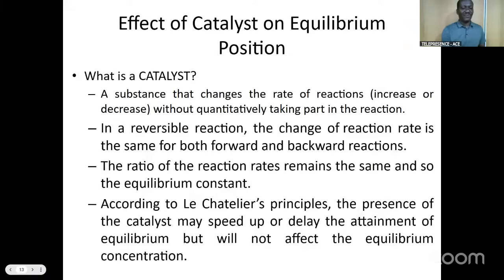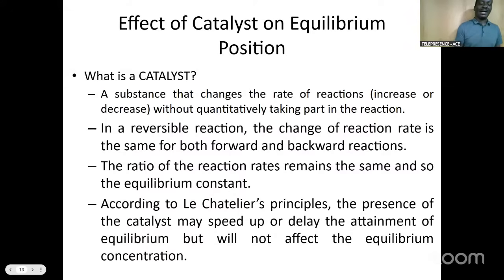All right, another factor worth considering is the effect of catalyst. Does the presence of a catalyst have any effect at all on the position of equilibrium? We shall see. The question first is, what's a catalyst? A catalyst is any substance that changes the rate of the reaction. It could increase it or decrease it without quantitatively taking part in the reaction. That is, a catalyst is a substance that is added that will affect the rate of the reaction without itself being consumed.